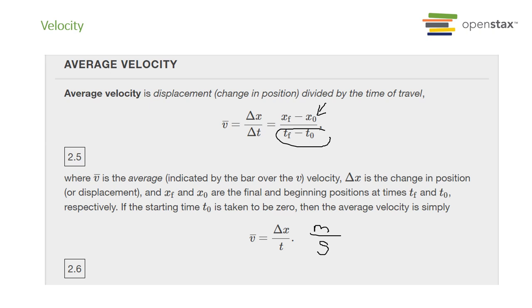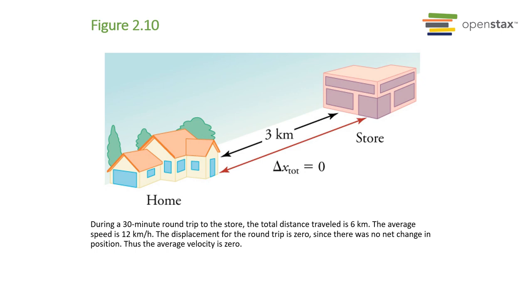So, for example, we have a 30-minute round trip to the store. The total distance traveled is 6 kilometers. The average speed is 12 kilometers per hour. So let's take a look at that. So speed is total distance divided by the time interval.